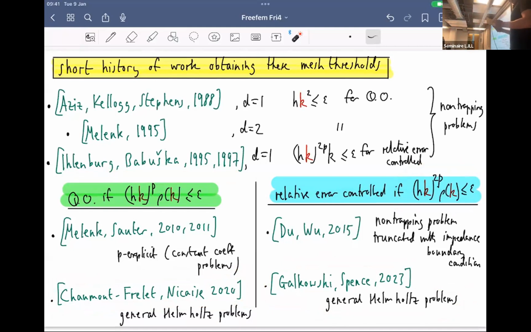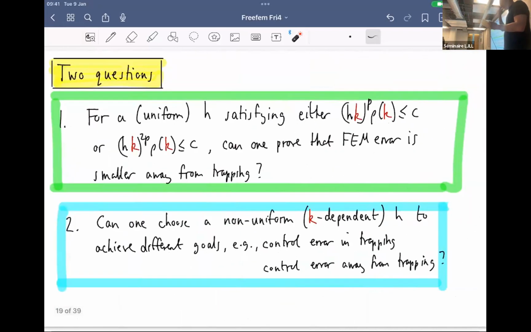Okay, so that was a crash course on, if you're choosing a uniform h, how small must it be as a function of k to get accuracy with these two different measures of accuracy, right? Quasi-optimality and the relative error controlled. And here we have these two questions I started with in the trailer, but slightly rephrased.